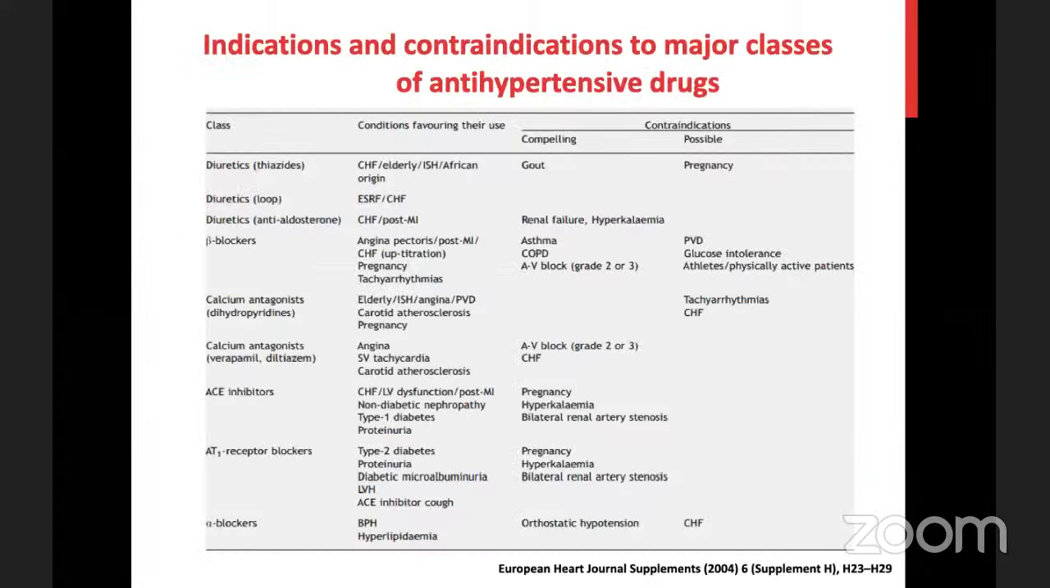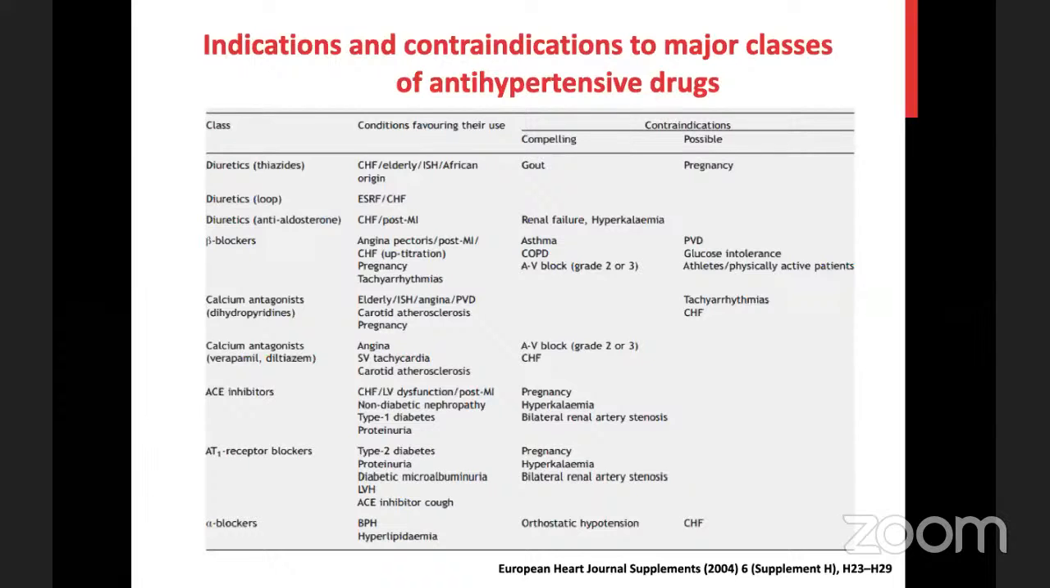So, medication contraindicated in specific comorbidities. Indications and contraindications to major classes of antihypertensive drugs. Diuretics: conditions favoring their use are heart failure, elderly, isolated systolic hypertension, African origin. But contraindications are gout and possible pregnancy. So before starting any patient on antihypertensive drugs, routinely we do electrolytes, CBP, ECG and all. We should do uric acid also.